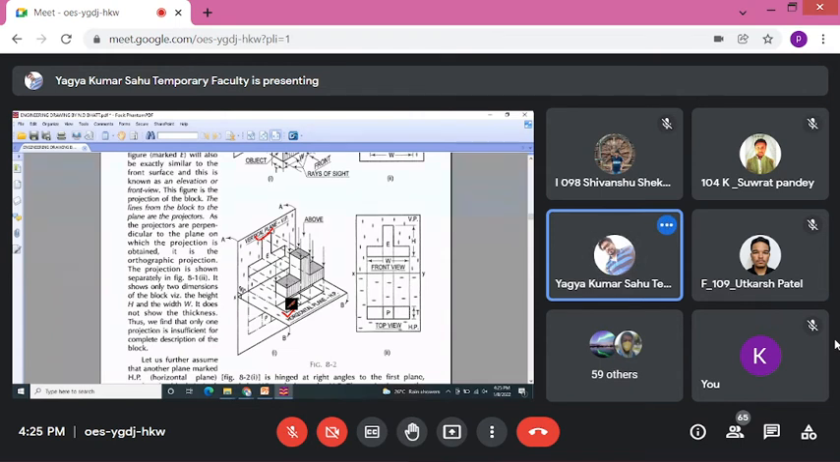Are you getting this one? When you rotate this horizontal plane 90 degrees clockwise, it will be exactly in alignment with the vertical plane, as an extension of this vertical plane. Is it? Yes or no? Yes, sir. If you rotate, then what will happen? The front view will be above, and the top view will be below.